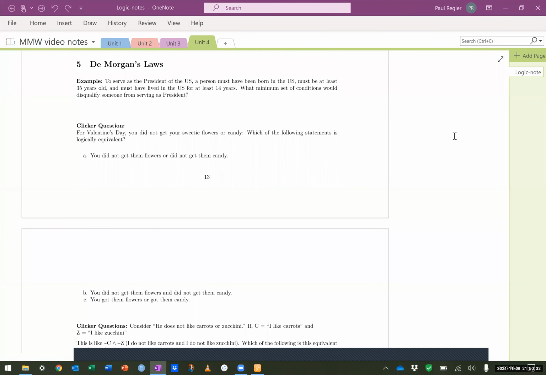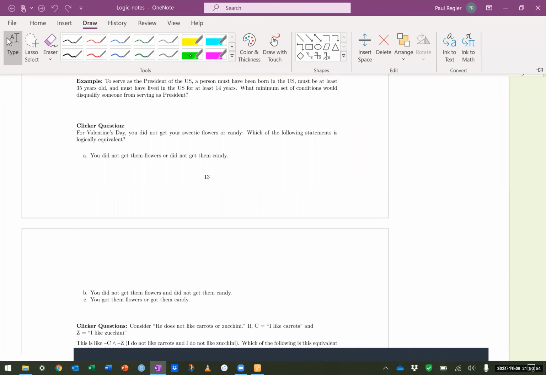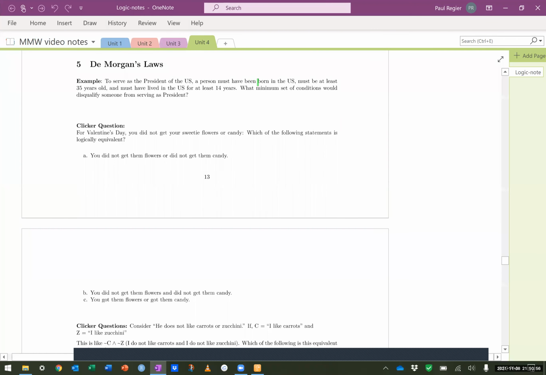Hello, in this video, we're covering DeMorgan's laws and logical deduction, two sections in the notes. DeMorgan's laws are used for negating compound statements. Here's an example. To be a president, you have to both be born in the US and be at least 35 years old, right? Two conditions. Be born in the US and be 35 years old.